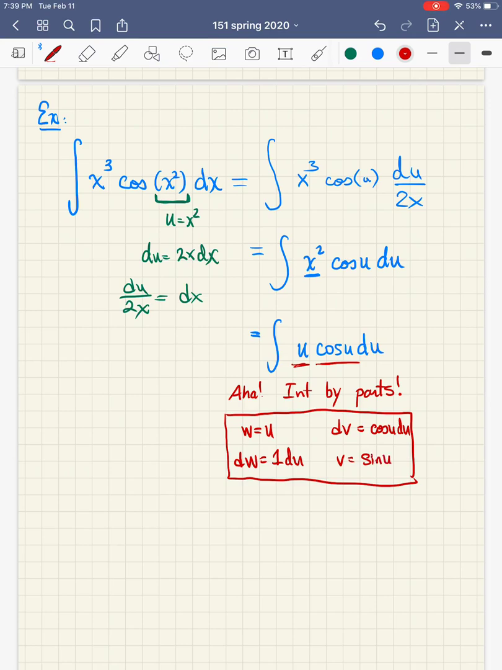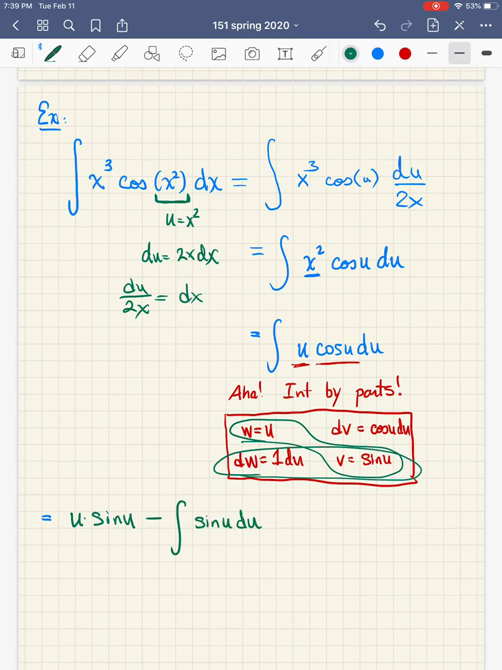Now if I work out this integral, let's switch back to blue, let's just draw our cross products. I'm going to get the product of w times v, so that's going to be u times the sine of u. And then I'm going to subtract off the integral of v dw. So it's going to be the integral of sine of u du, which is, of course, equal to u sine of u plus the cosine of u plus c.